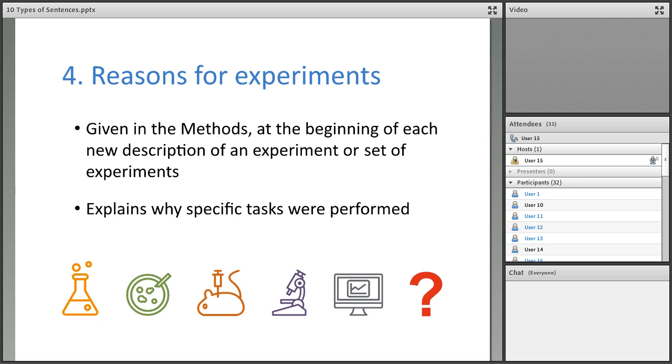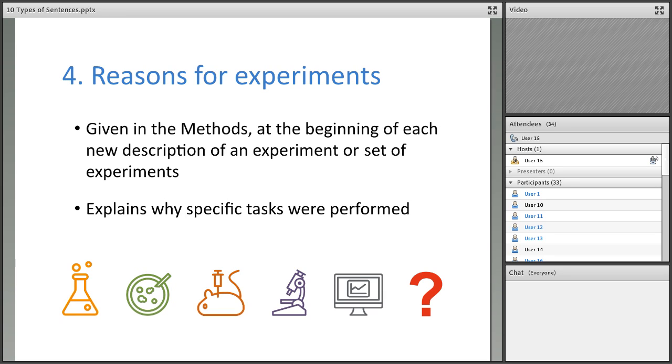Now let's move to the methods. Now, when you talk about your experiments, there's really just one type of statement that should always be included, and it's included over and over and over again, ideally. And this is a statement explaining the reasons for the experiments, why you did what you did. And it's given in the methods before each description of a certain experiment or set of experiments.